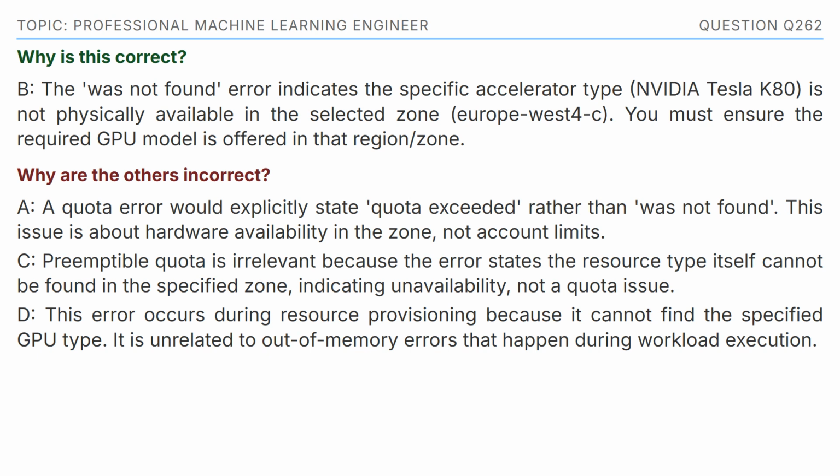Why are the others incorrect? A. A quota error would explicitly state quota exceeded rather than "was not found." This issue is about hardware availability in the zone, not account limits. C. Preemptible quota is irrelevant because the error states the resource type itself cannot be found in the specified zone, indicating unavailability, not a quota issue. D. This error occurs during resource provisioning because it cannot find the specified GPU type. It is unrelated to out-of-memory errors that happen during workload execution.